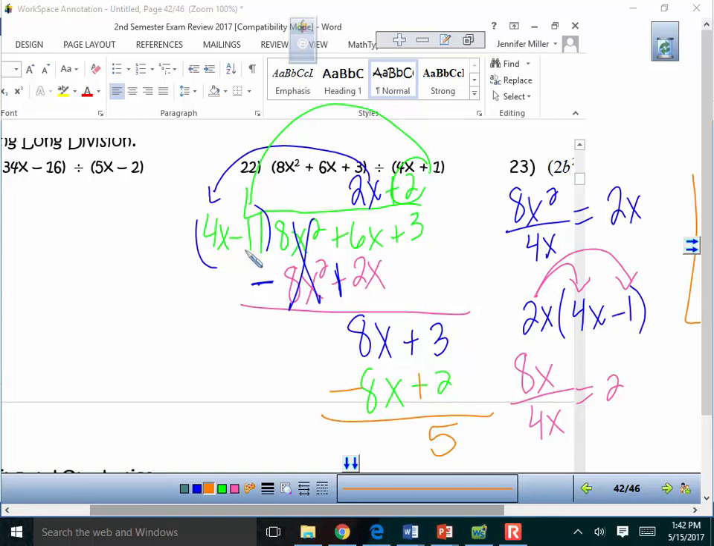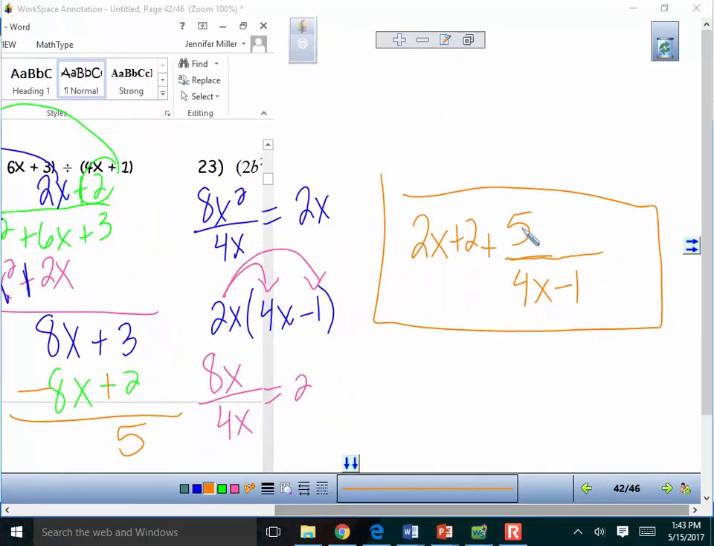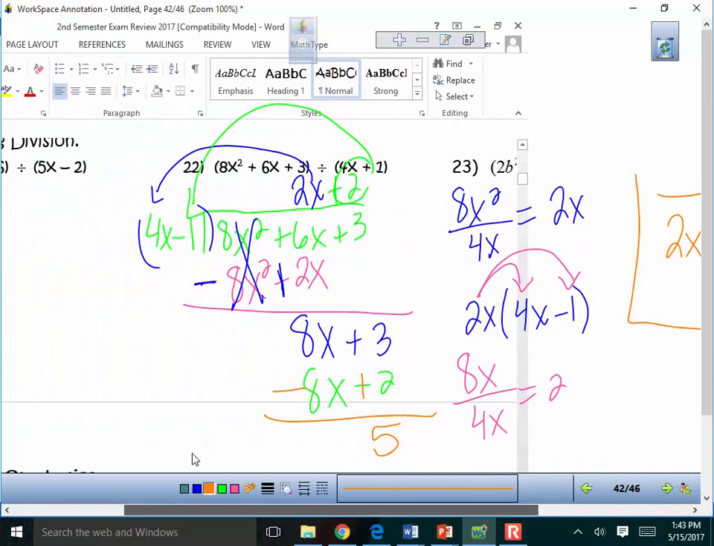I have a problem. Do you have like a cliffhanger, like a remainder? If you have a remainder, where would you insert that? Did you see how I did that here? The cliffhanger here was 5. So you just put that over your divisor, which is 4x minus 1. Or in your case, 4x plus 1. Any questions, ladies and gentlemen?